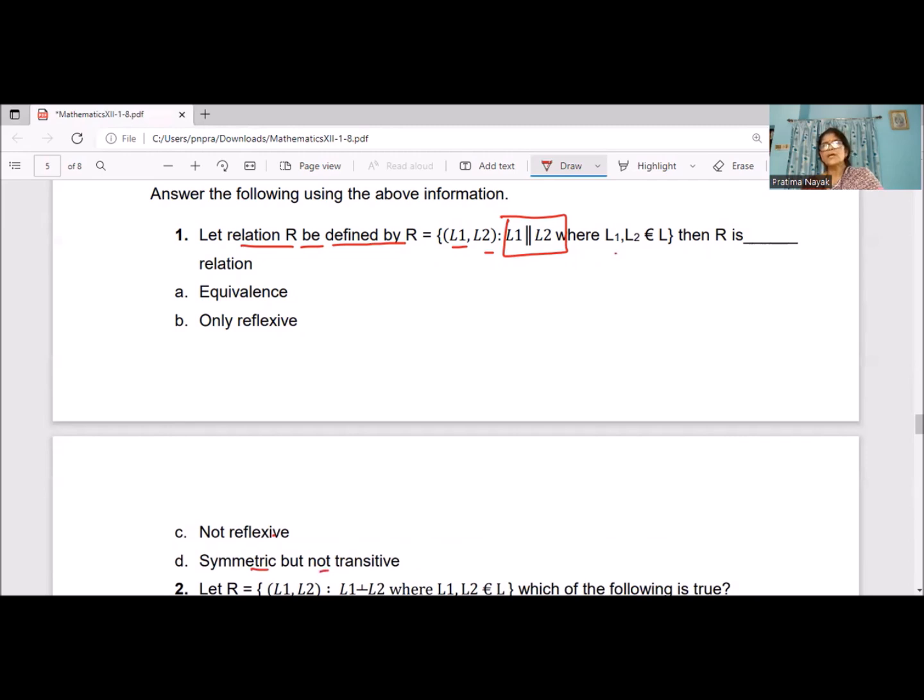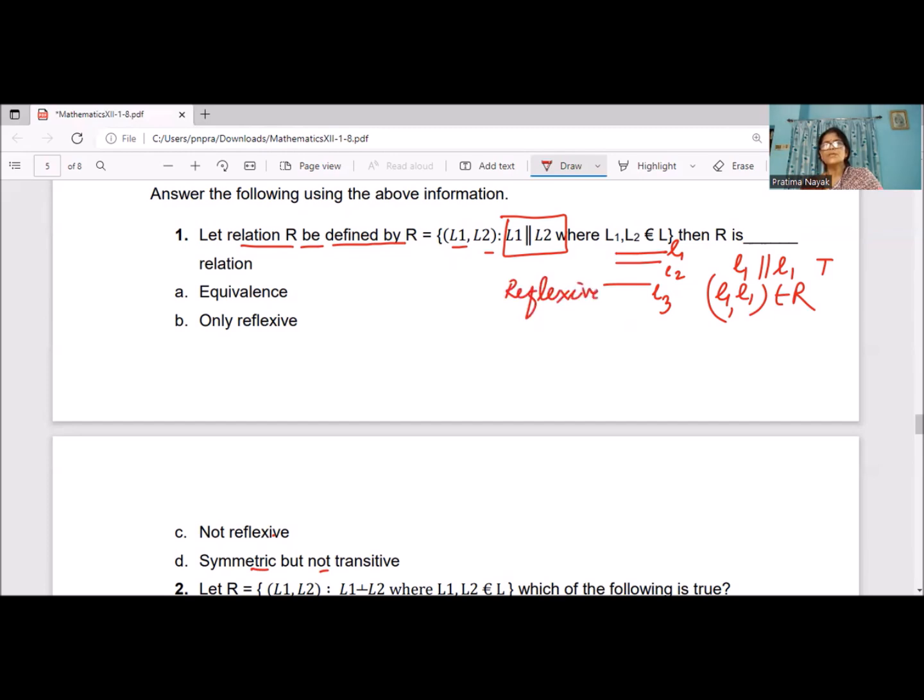Now see the set of lines L1, L2 and L3. We are talking about parallel lines. L1 is parallel to L1. Is it true or false? It is true, so (L1, L1) belongs to the relation. So it is a reflexive relation.